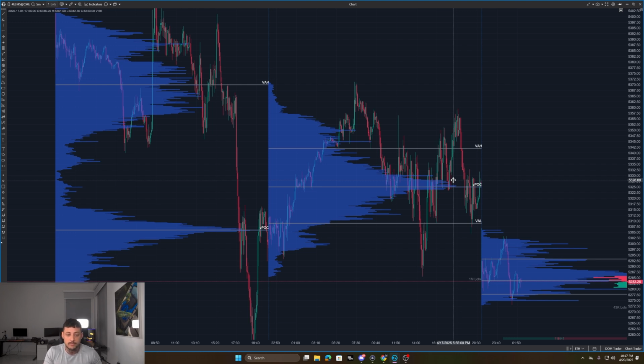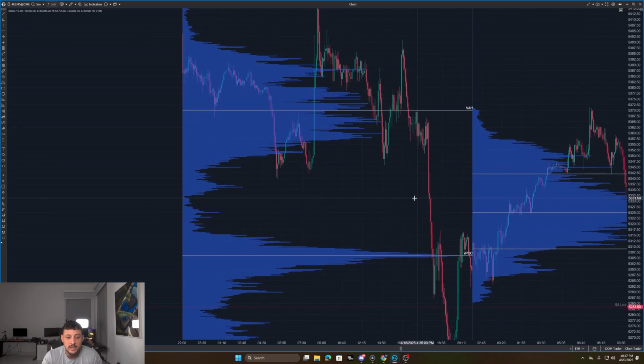When it comes to low volume nodes, it's typically just going to be either a lot of aggressive buying or a lot of aggressive selling that's causing that breakout to the downside. Now, if we look at this previous trading day here, you could easily see where the high volume nodes and the low volume nodes are.